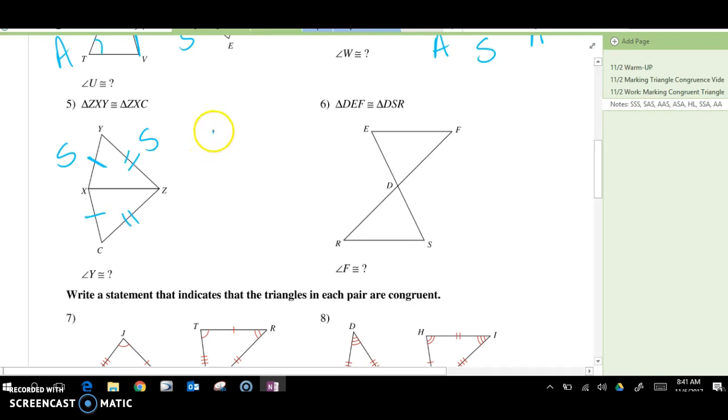If I separate these into 2 triangles, and if I said this one was 15, what would this one have to be? It would have to be 15, because XZ is going to be the same measure for both triangles if I separated them out. Okay? What do we call this? Reflexive sides.